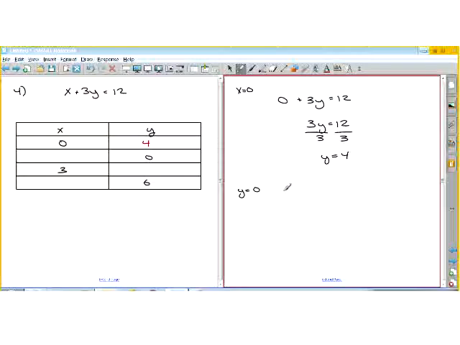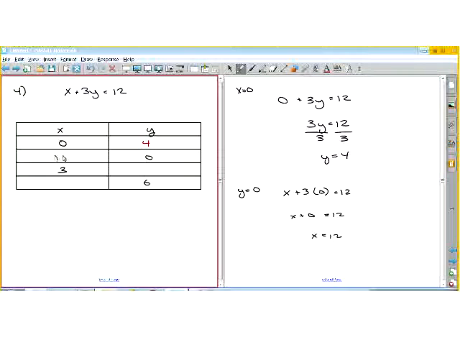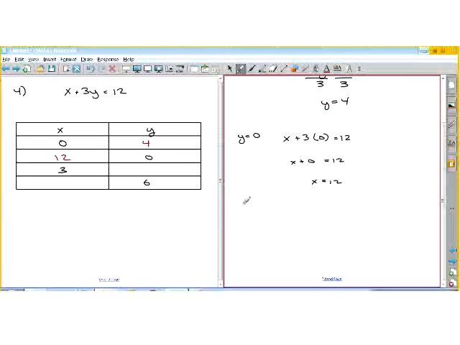Now y equals 0. So then we plug 0 in for y. So 3 times 0 is 0. We can drop the 0, and we get x equals 12. So when x equals 12, y equals 0. Okay, next one, x equals 3.